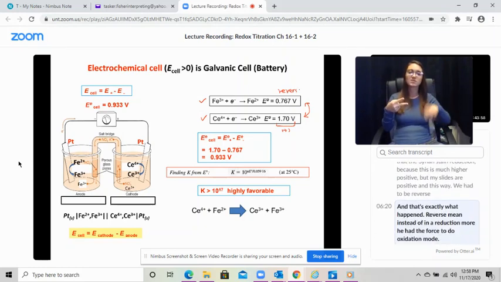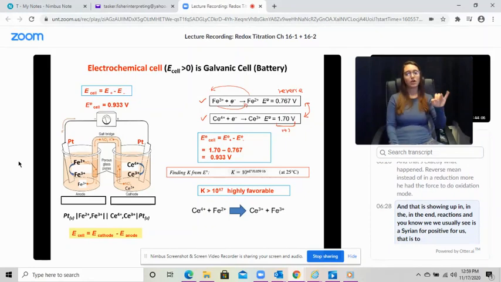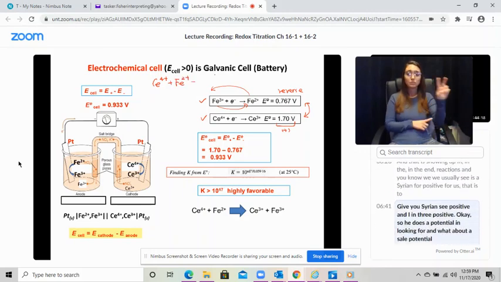And that's exactly what happened. Reverse means that instead of the reduction mode, you had to force an oxidation mode. And that is showing up in the end reactions. What we usually see is cerium 4+ plus iron 2+ give you cerium 3+ and iron 3+. Okay? So that's the potential you're looking for.